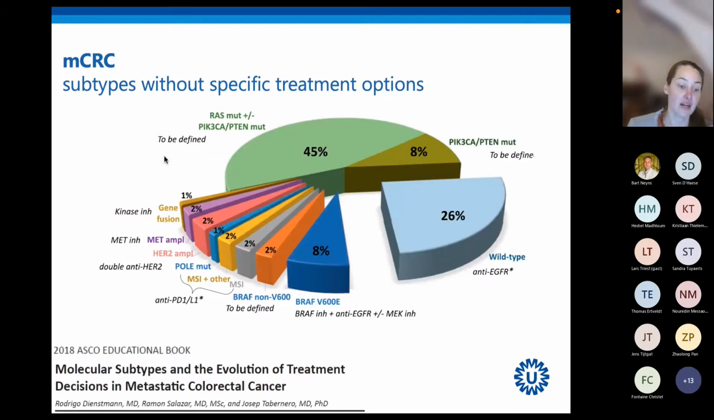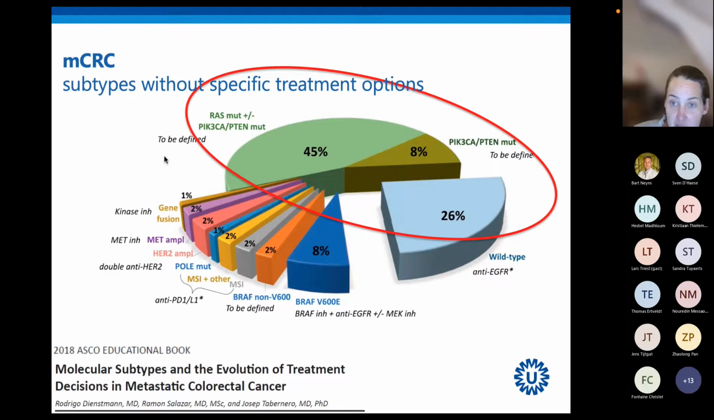Let's see. This is quite up to date, although it's a 3-year-old slide. This was a slide from the ASCO educational book in 2018, and it highlighted for which colorectal cancer subtypes we need treatment options. And I think what stands out most is the RAS mutated group and the PI3 kinase PTEN mutated groups, which are 2 large groups, and we don't have any targeted treatment options yet for this group. Below you can see a MET amplification, which is a small group for which in trials you can use MET inhibitors, and I discussed the other ones.